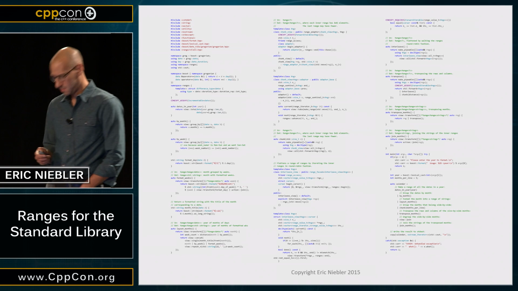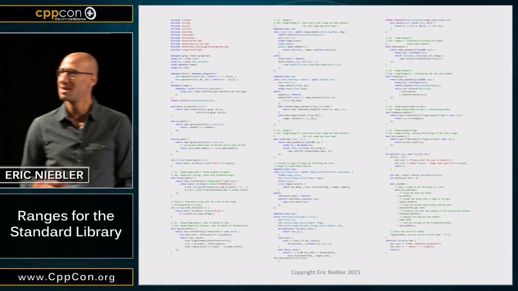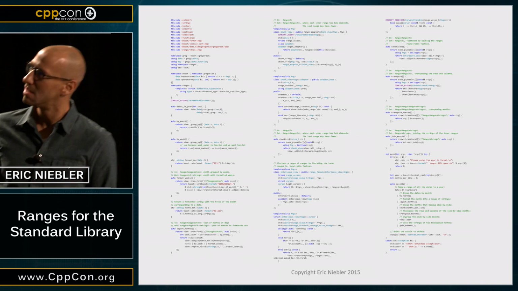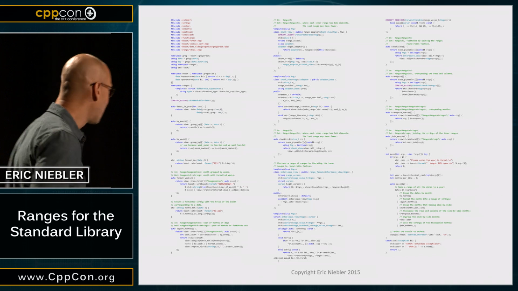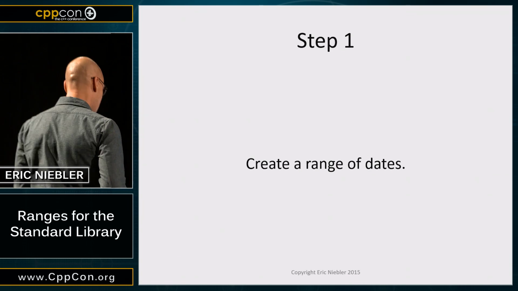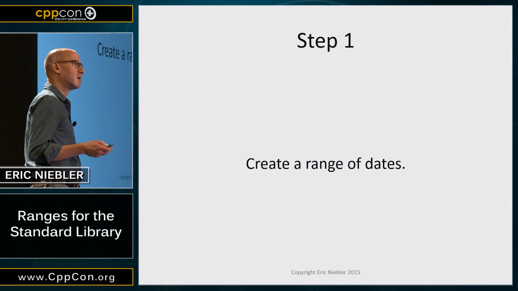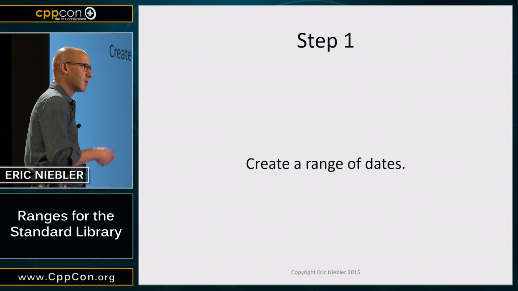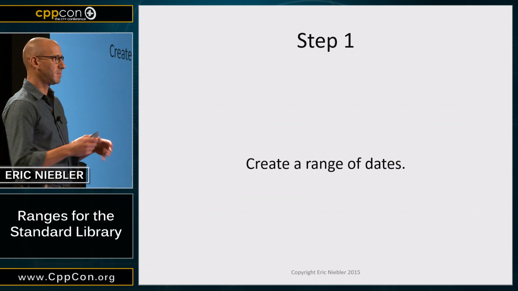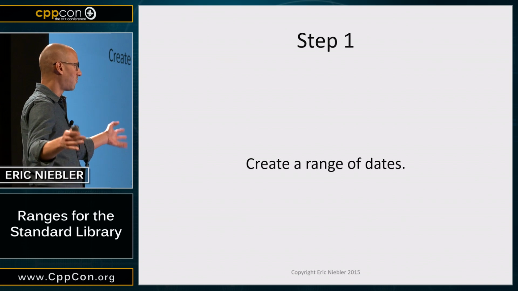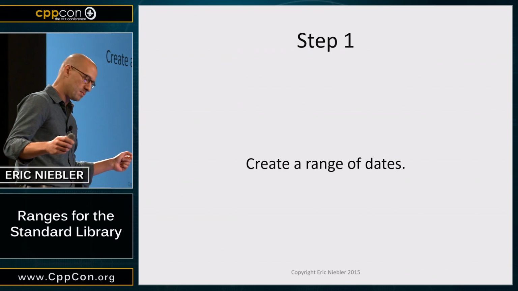Okay, here's the code. Everybody read that? Yeah? Okay. No, I'll go through it line by line. So, step one. Step one is going to be, obviously, we're going to create a range of dates. Dates for all the dates in a year. We want to be able to have it all in one big range that we can process.